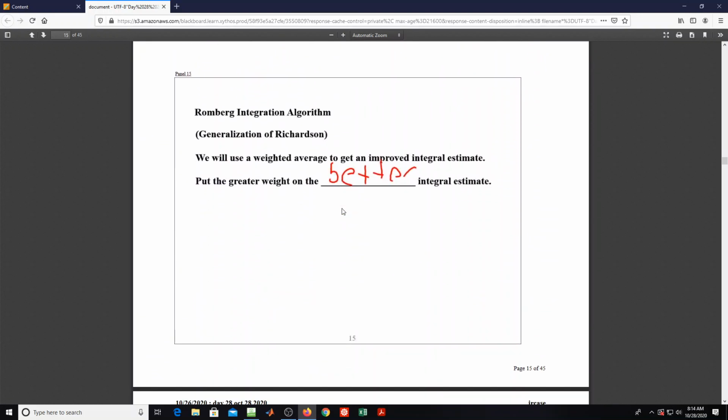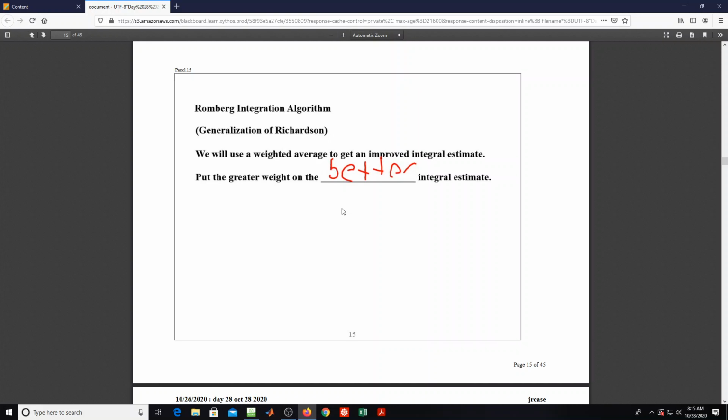There is something called the Romberg integration algorithm, and it generalizes Richardson. We're going to use a weighted average on the weighted average to get an improved integral estimate, and always you put the weight on the better integral estimate. Weighted averages are big ideas in numerical analysis.